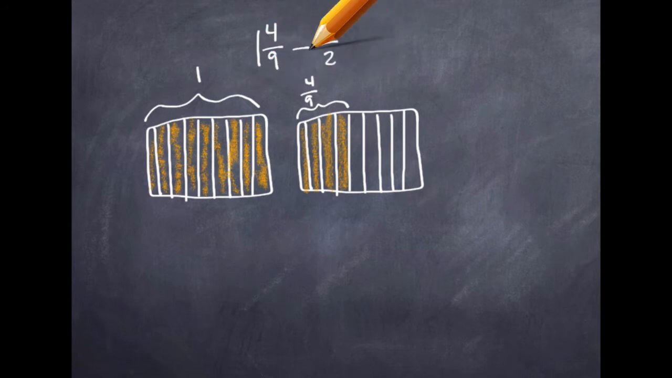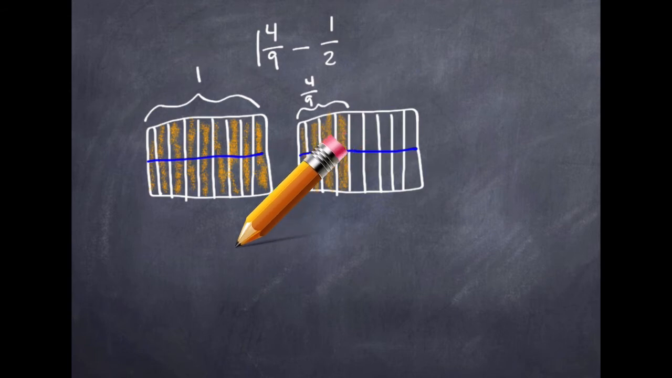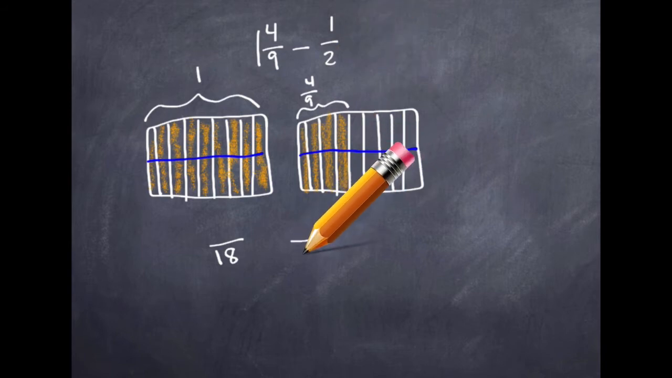Now I want to split those in half because this is my second unit. So to be able to compare and make some like units, I need to split them both in half. I'll split this guy here, this guy here. I know my lines aren't perfectly straight, but you get the idea. So now I have split my ninths in half, which gives me how many? 18, right? So 18 units altogether. So I know my 1 4/9 is going to be something out of 18, and my 1/2 is going to be something out of 18.